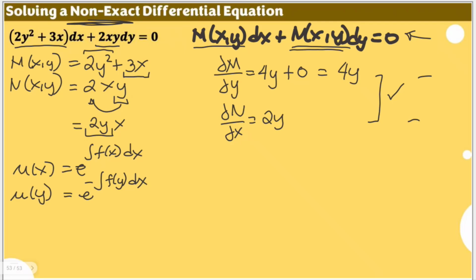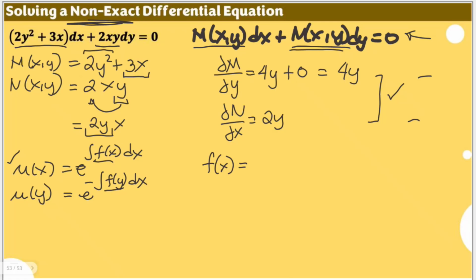In short, before we can solve this, we need f of x or f of y, depending on which is possible. Make sure that if we have f of x, it should be an expression with only one variable, x. If it's f of y, it can only have the variable y. So let's start by solving for f of x. If it's possible, this would be our formula for the integrating factor. f of x can be solved by this formula. This is the first step after identifying that it's non-exact: solving for f of x.